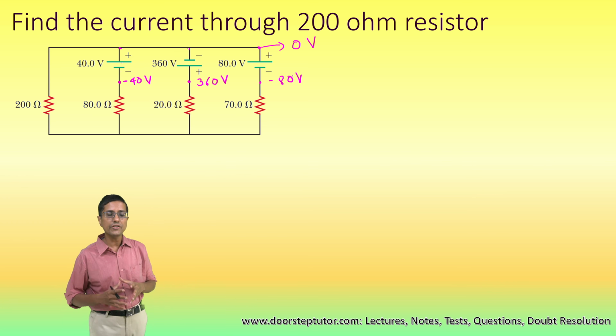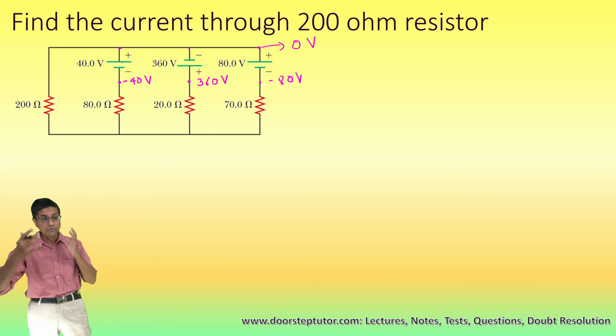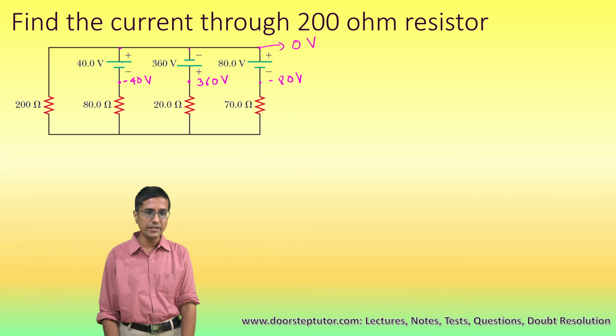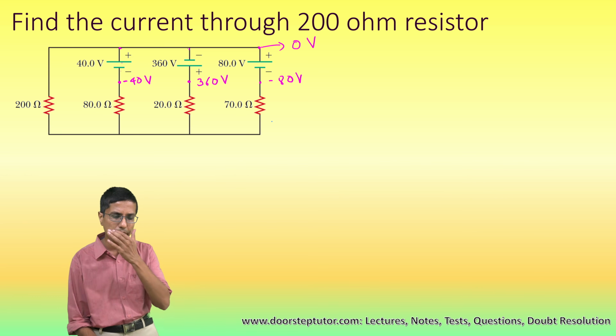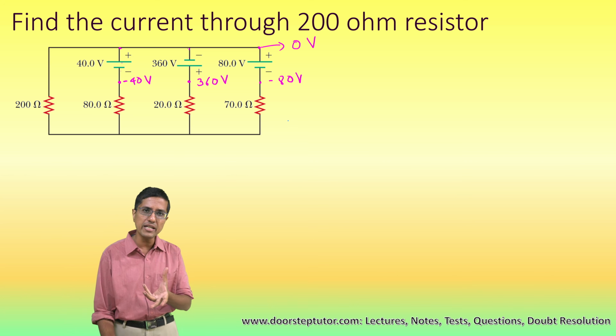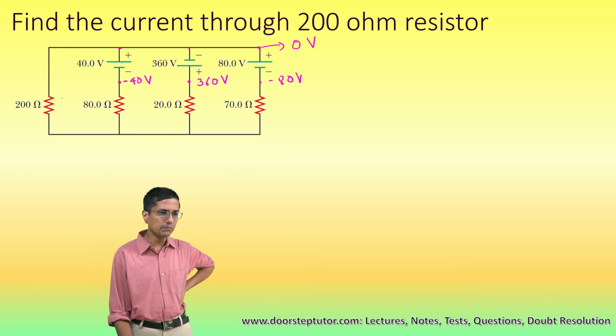So I choose the 0 volt at the top. You could have chosen the 0 volt at the bottom, in fact, you can try to do that also. It will make things only slightly more complicated, but not very hard. So now, there are 4 branches really here.